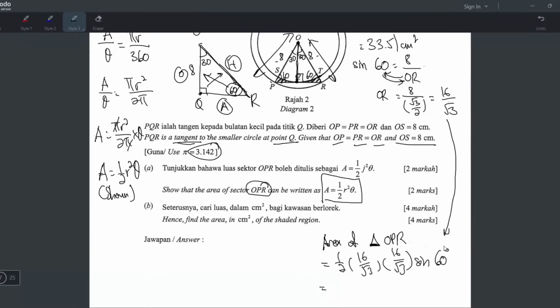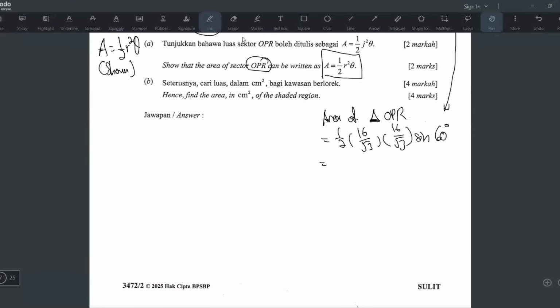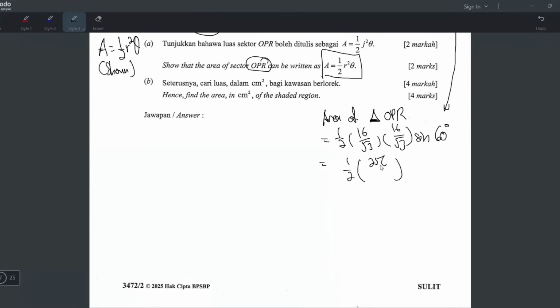Okay, so make sure for this formula the angle you write in degrees. Okay, so now what happens? 1 over 2, 16 times 16 is 256. Square root of 3 times square root of 3 is just 3, and then sine 60. And then 2 and 256, when you divide, what do you get? Okay, you get 128. So you get 128 over 3 times sine 60. Okay, I'm just going to use my calculator and write in 2 decimal places. So it's 36.95. Okay, so you just write that 36.95 cm square.